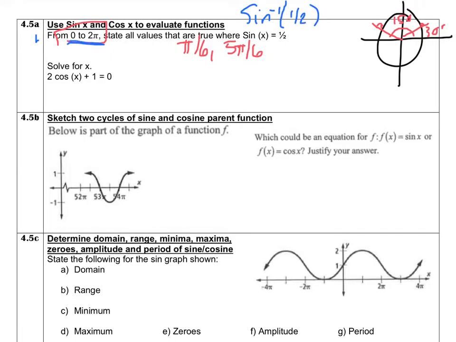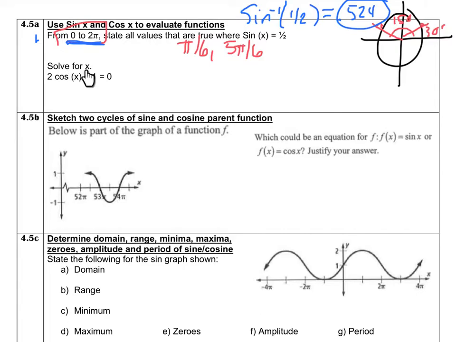I would be careful, make sure I'm in radian mode. When you do that, you'll get 0.524, which is the same answer as pi over 6, but pi over 6 is just exact. The only thing you can't get from this calculator is that it only gives you the one answer. There actually is a second answer that meets the same requirement.